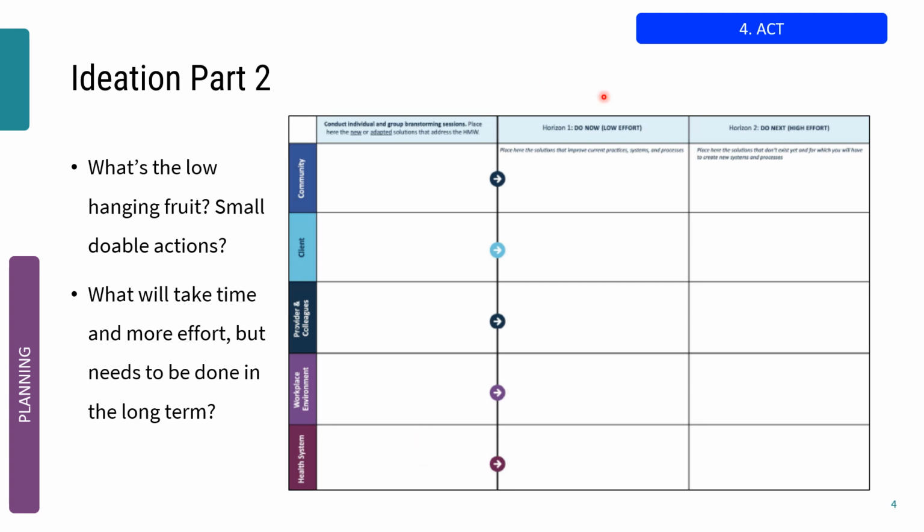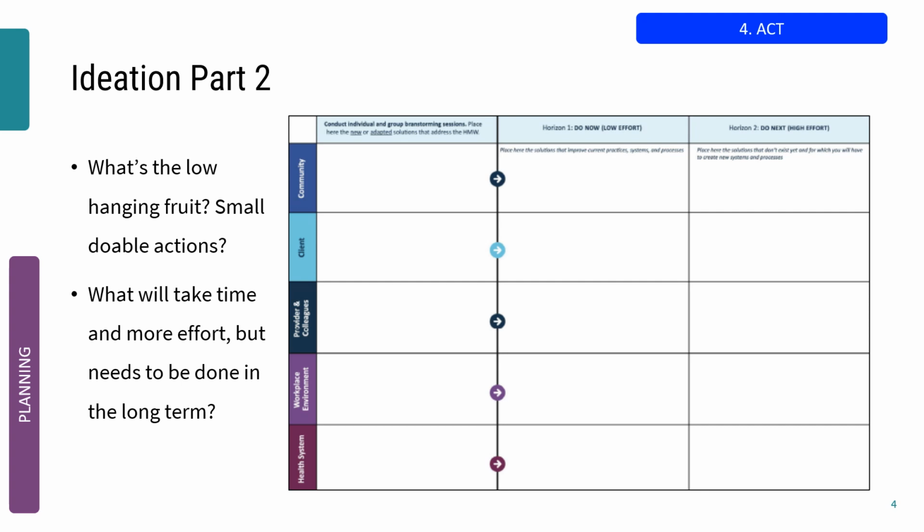Next is choosing one solution for each category that could best answer or solve the how might we question, whether it's low effort and it can be done now with very little resources, or it can be done next and it's high effort and requires more resources. After this is filled out, the team can revisit ideation part 2 for new solutions to try.